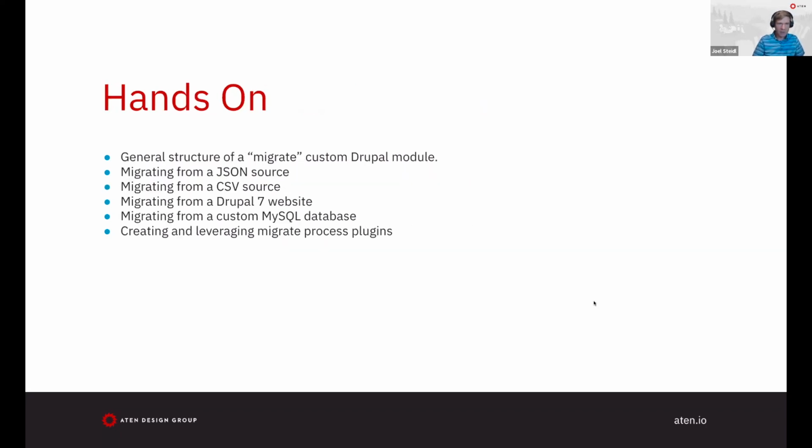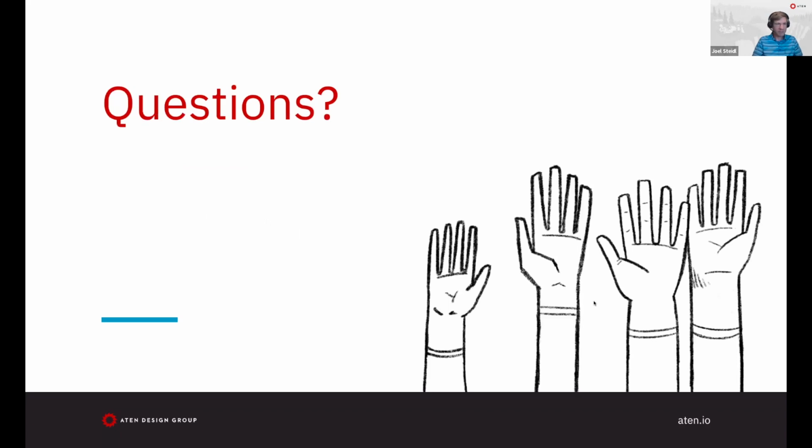All right, so we'll get hands-on with stuff. We'll look at the general structure of a Migrate custom Drupal module. We'll look at migrating from a JSON source, migrating from a CSV. Some of these I'll breeze through because the concepts are really kind of the same after you get into it. And if time allows, we'll look at migrating from my custom MySQL database, and then we'll look at creating and leveraging Migrate process plugins. So we have a ton to get through. Let's dive right in. And I'm going to try to leave some time for questions at the end.